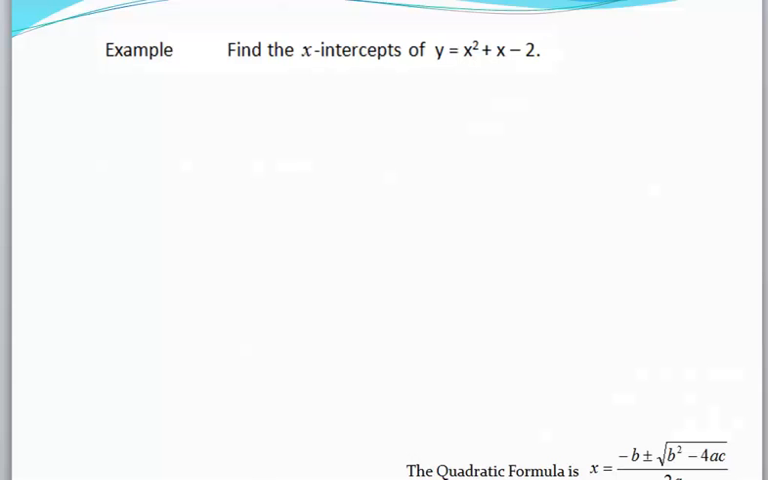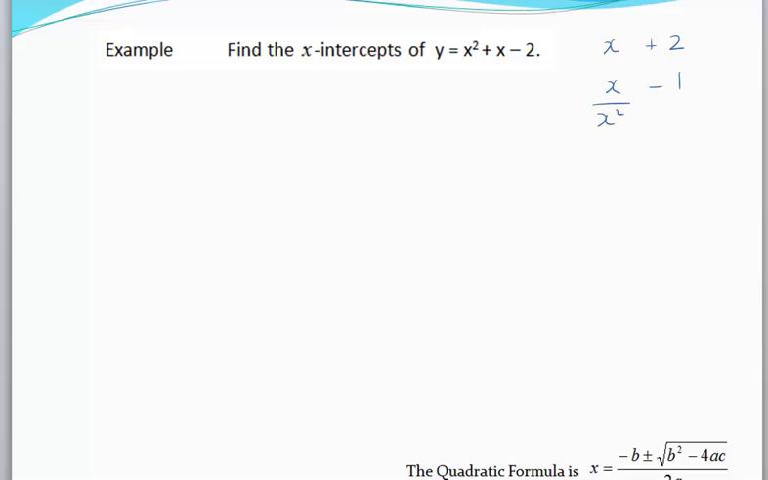So we have an example here. We want to find the x-intercepts of y is equal to x squared plus x minus 2. Some of these are easier than others to work out. So we have x times x is x squared. We want to get to minus 2. But we see we've got positive x. So we're going to make it positive 2 and minus 1 here.